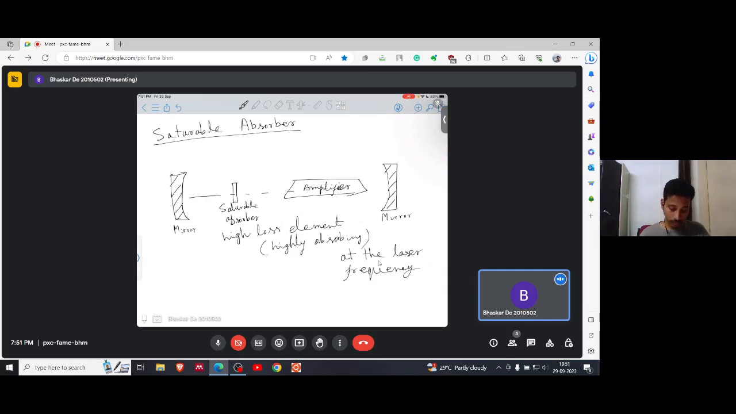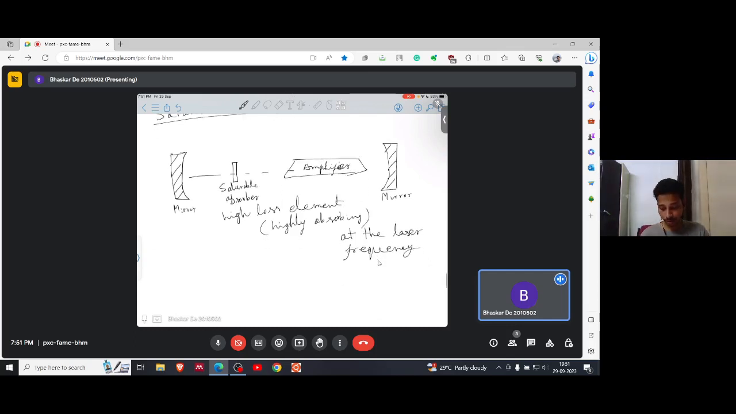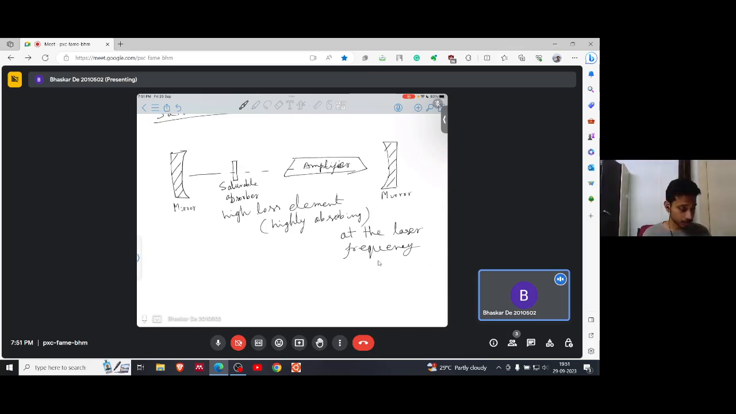So the saturable absorber is initially a high loss element, or a highly absorbing element, so the beam is mostly absorbed by the material at the laser frequency. As the laser crystal is pumped, the spontaneous emission at the laser frequency becomes more intense as the upper laser level population continues to increase during the pumping cycle.